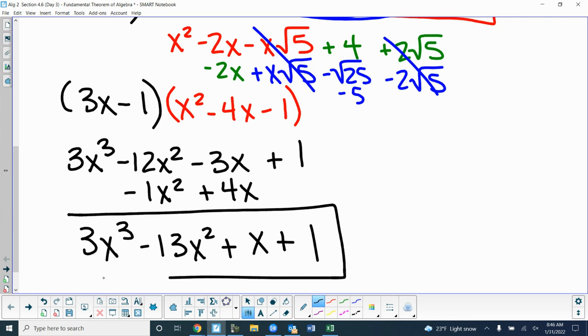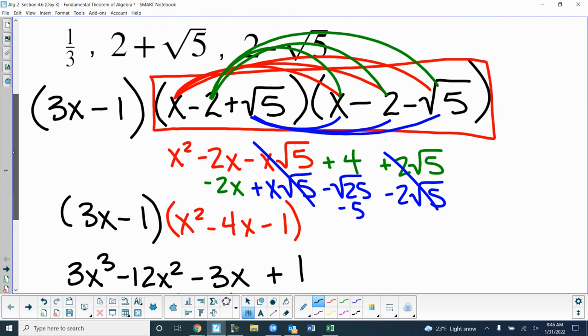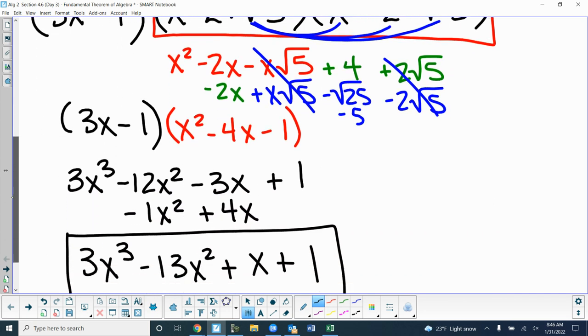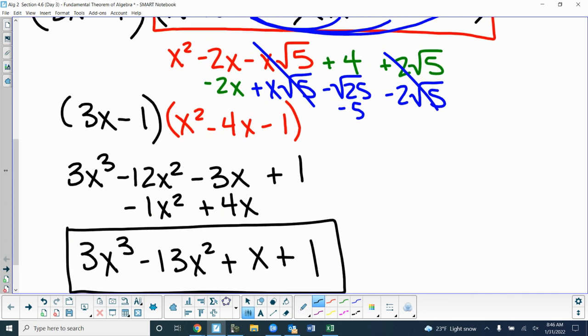If I were to put that into my calculator and look at the graph, it's going to cross the x-axis at the 1/3, at the 2 plus the square root of 5, and the 2 minus the square root of 5. Again, you would find those as decimal numbers on your calculator, which is okay. Okay, questions on any part of that warm-up?